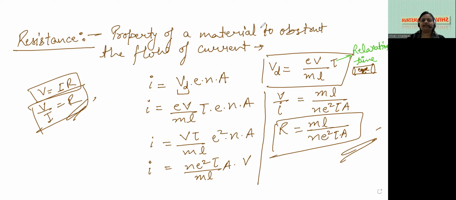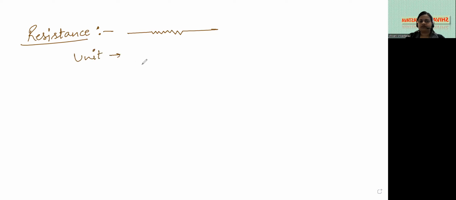Now, what is the symbol of resistance? The symbol of resistance will be this. So this is the symbol of resistance. The unit of resistance will be ohm, and we can represent it as ohm.